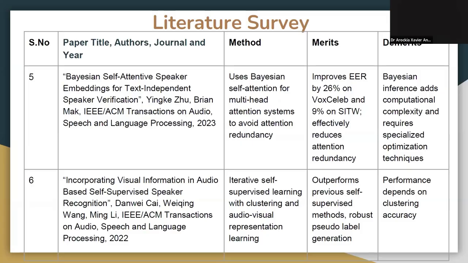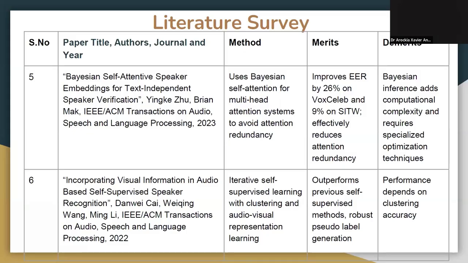So this is concentrating on text-independent speaker verification. It uses Bayesian self-attention for multi-head attention systems to avoid attention redundancy. Also, it improves EER by 26% on the VoxCeleb dataset and 9% on another dataset, SITW, effectively reducing attention redundancy. The Bayesian inference adds computational complexity and requires specialized optimization techniques.